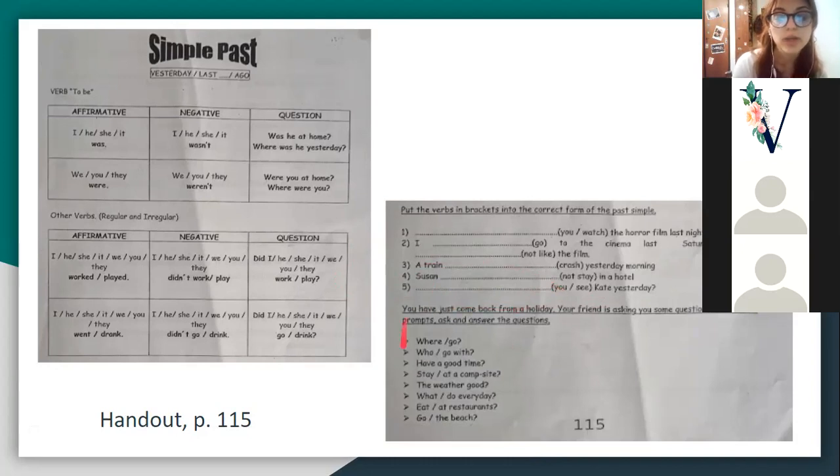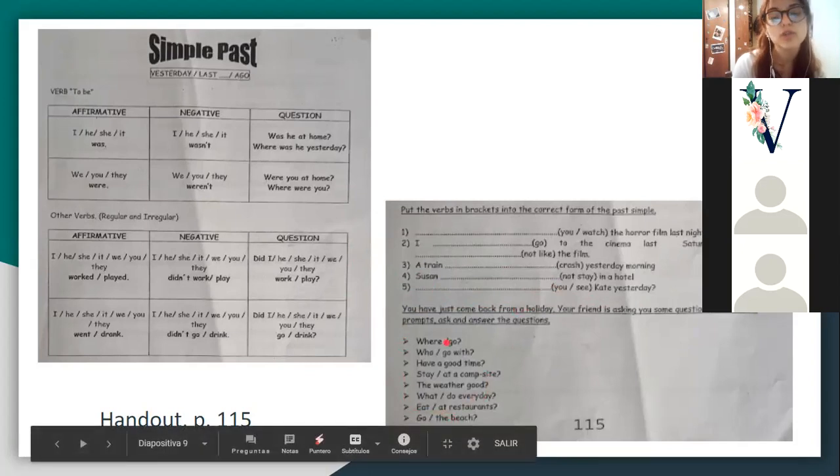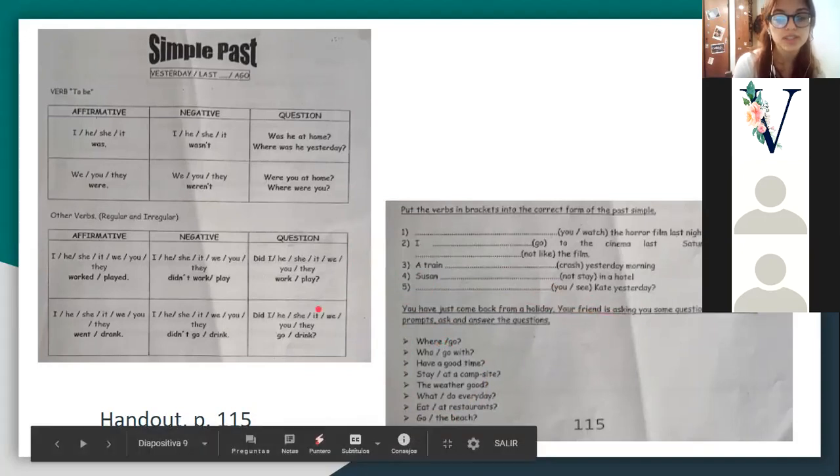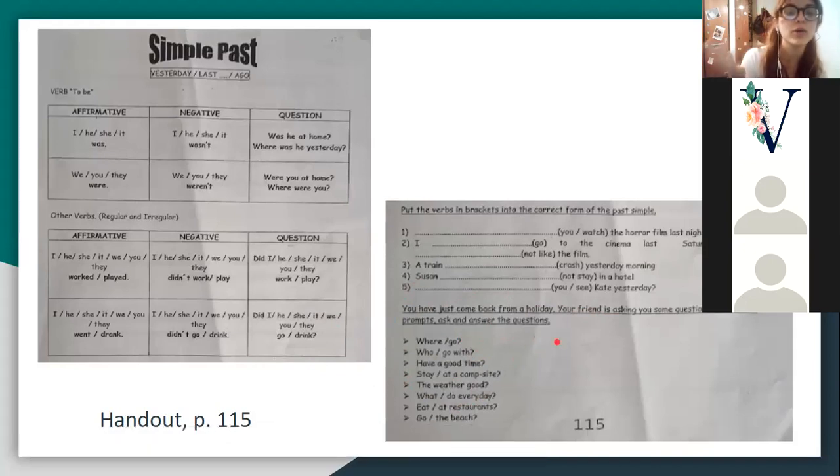Okay. This one we have to make a question. You have to make a hypothetical situation. So, what we're going to do with this exercise is that you will write next to the prompts the question, right? You will write the question, and then orally we will invent a place to which you went on vacation. So, for example, I will do the first one.